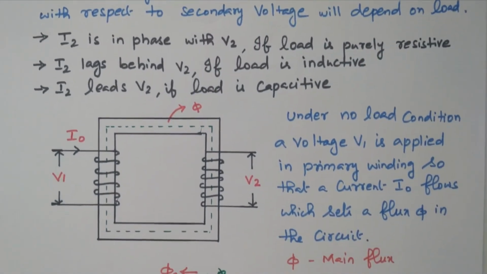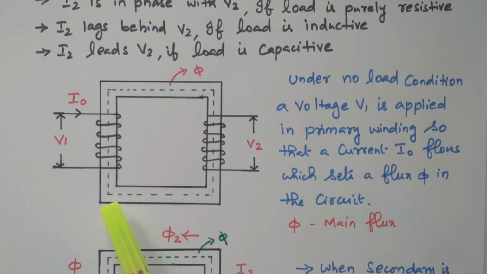Refer to the diagram. Here we have a square type iron core. This is the primary winding and this is the secondary winding. The primary winding is wound on one side of the core, and the secondary winding on the other side. V1 is the voltage applied to the primary. V2 is the voltage available at the secondary, but here it is not loaded. The secondary is open circuit.